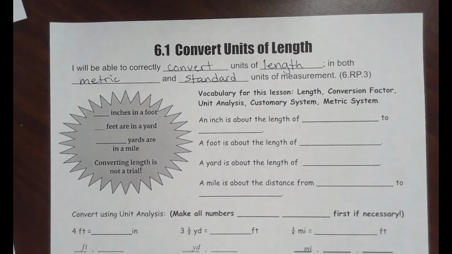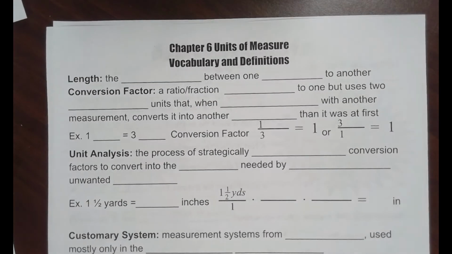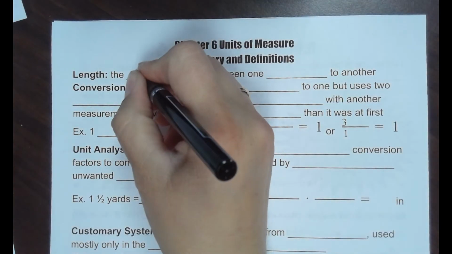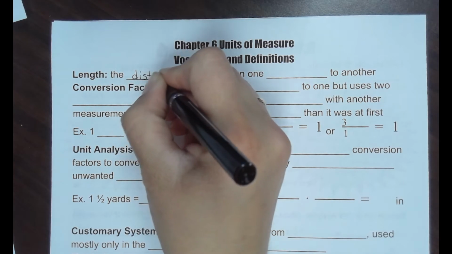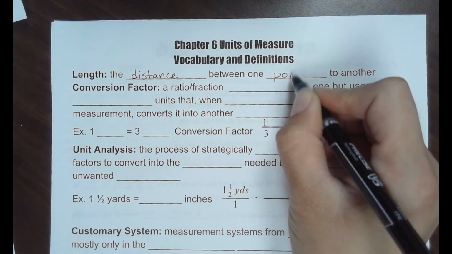Okay, vocabulary for this lesson. You are going to need your vocabulary page for chapter 6. So the first one we're going to do is length. Length is the distance between one point to another.